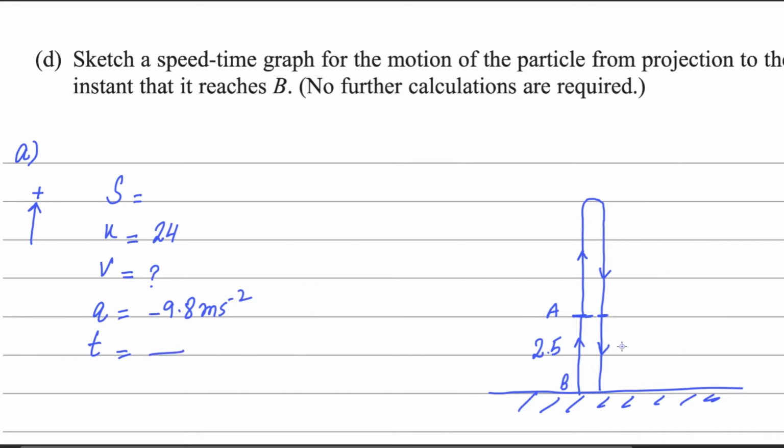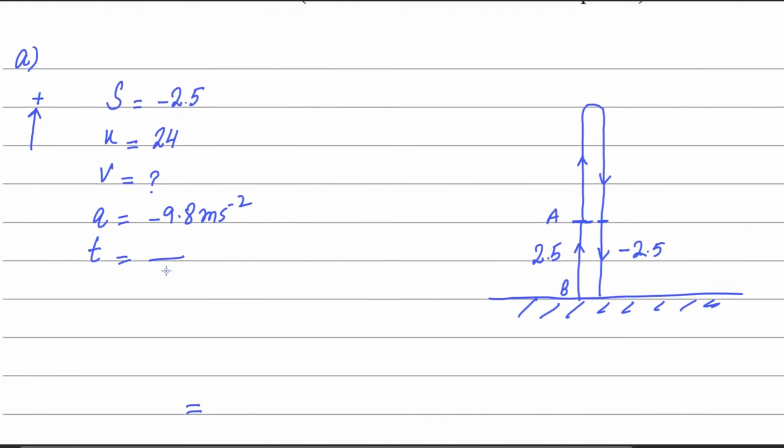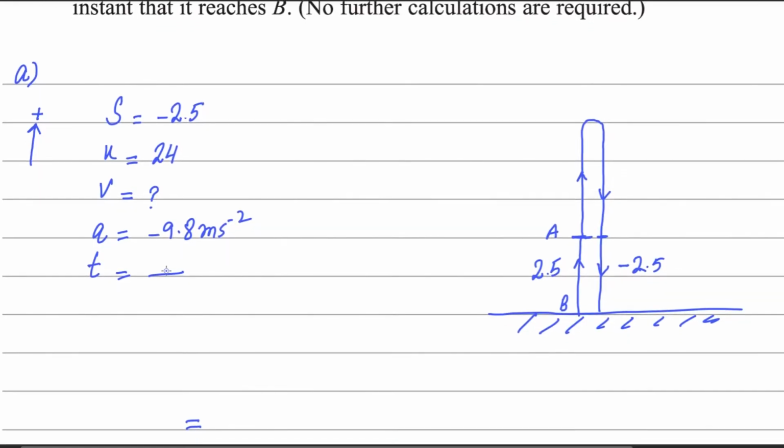Here the displacement is negative 2.5. Why is it negative? Before, it was going upwards, and I am considering upward direction as positive, so here it is moving downwards, it is covering this displacement this way, so displacement is negative 2.5 for sure. Now three quantities we have here. The fourth one you can find easily by using the equations of motion, which you have to memorize.